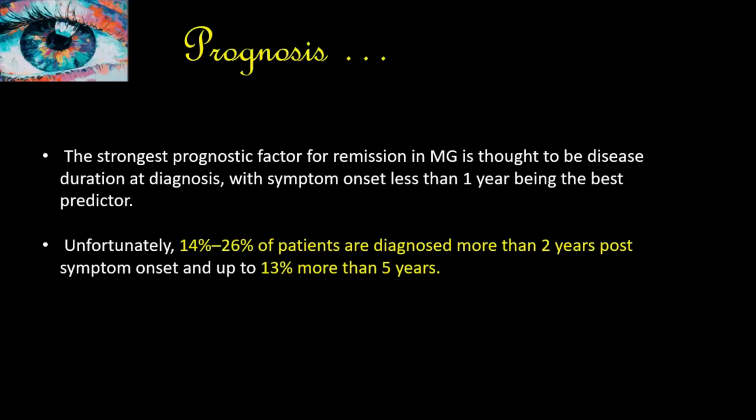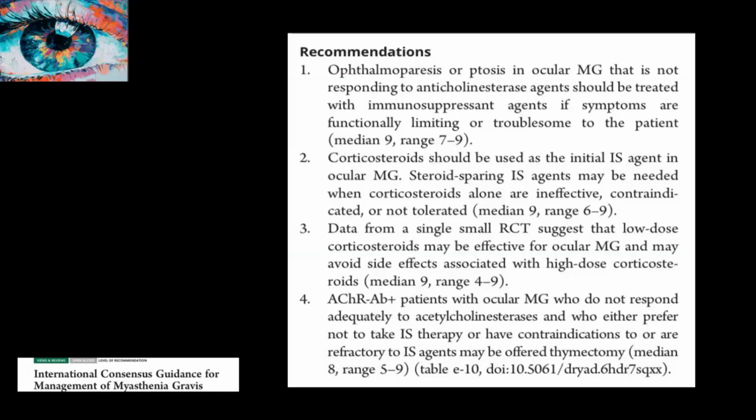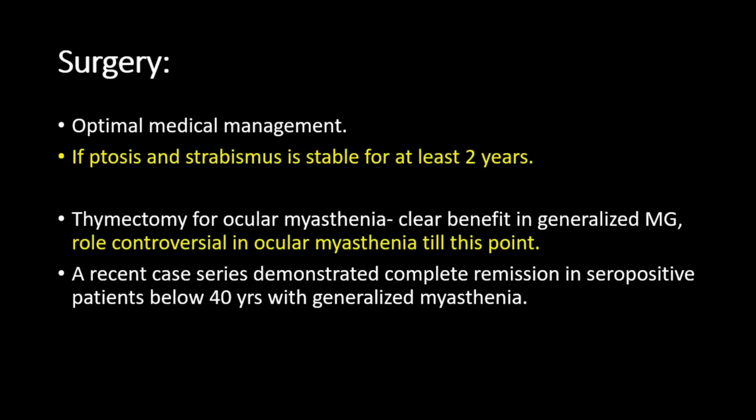And prognosis. Coming on to the prognosis of myasthenia, the earlier the diagnosis, the better the prognosis. Coming on to the treatment of ocular myasthenia, it is better to treat ocular myasthenia with immunomodulators because 80 to 90% of the cases progress to generalized myasthenia. And when to consider surgery in myasthenia? When the ptosis and strabismus are not responding to treatment properly and remain stable for more than 2-3 years, then you can consider surgery. When to consider thymectomy in ocular myasthenia? The role of thymectomy in ocular myasthenia is still controversial.